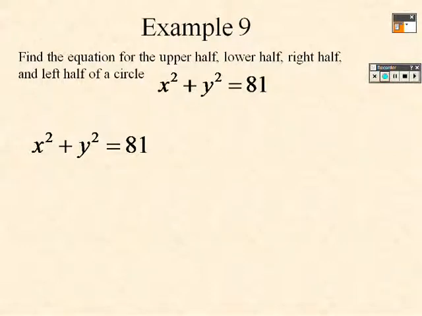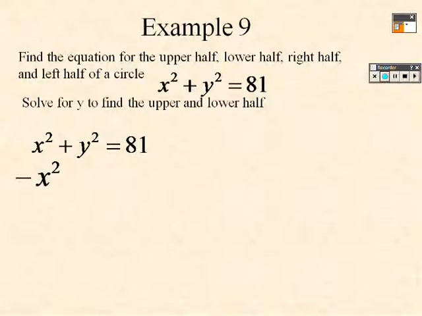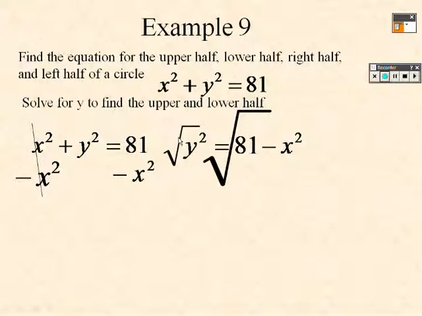Okay, so basically look at it like this. To solve for y, that will find the upper and lower half. So let's solve for y. That's what we're going to do. So take this and solve for y. I'm going to move the x squared over. That's what I do. So now that I did that, let's square root both sides. And remember, whenever you square root, you get a plus or minus. So here's my equation, plus or minus square root of 81 minus x squared.